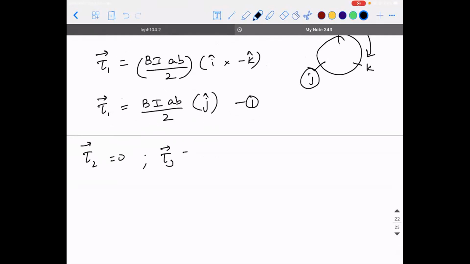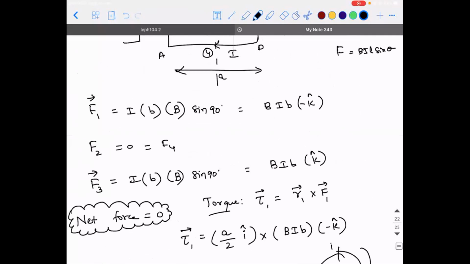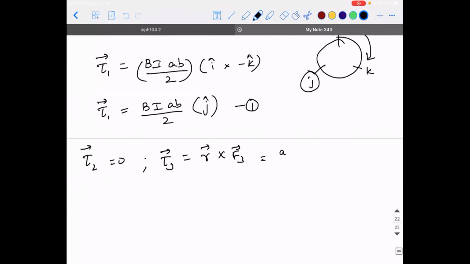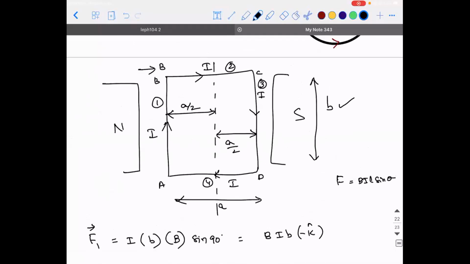Torque experienced by the third is how much? R3 vector cross F3 vector. Okay, so 3 is here. What is the distance from the third coil to the center? This distance is A by 2. So this will be A by 2 times. What is this direction, guys?